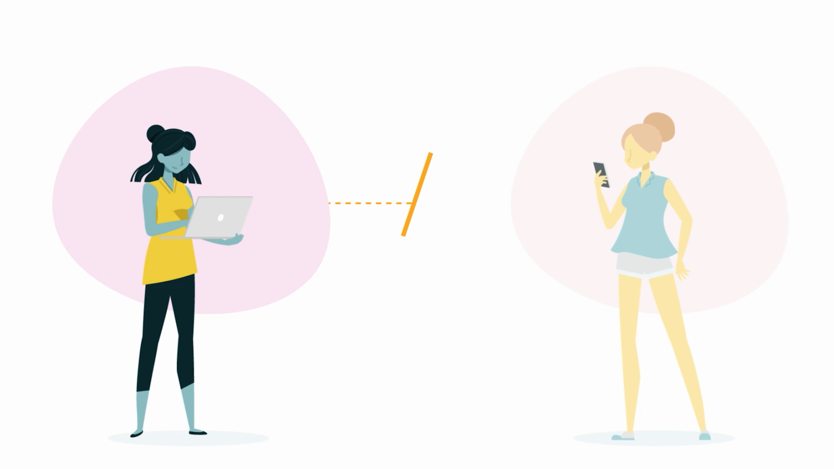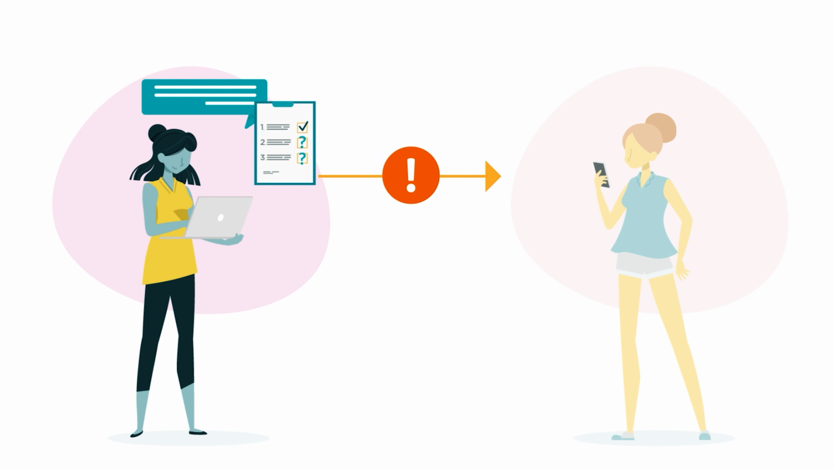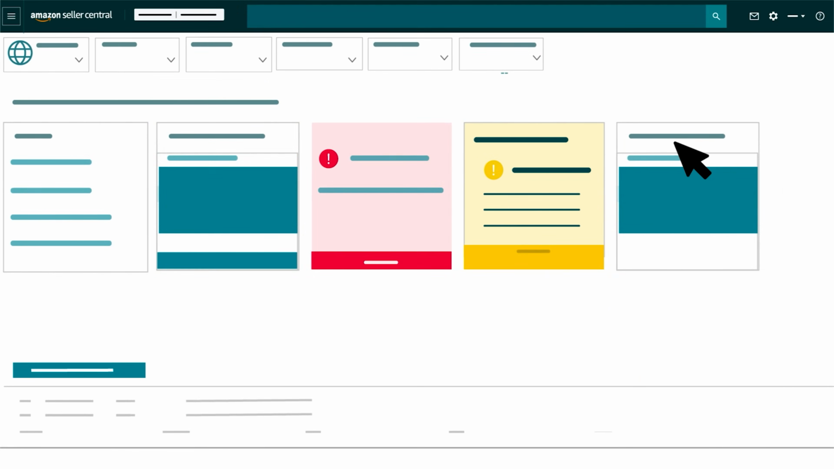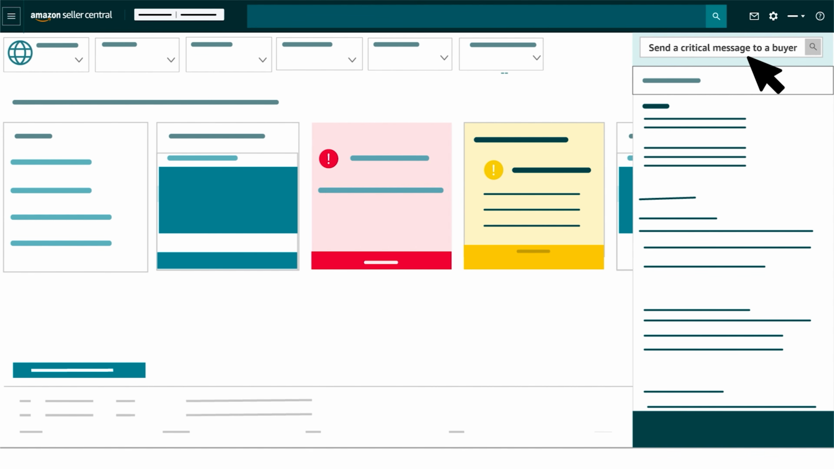If the customer is unresponsive, there's a chance they've opted out of non-critical messages and didn't receive yours. In this case, you can send a critical message to the customer when information is needed to complete an order. To learn more, search for Send a Critical Message to a Buyer in Seller Central.